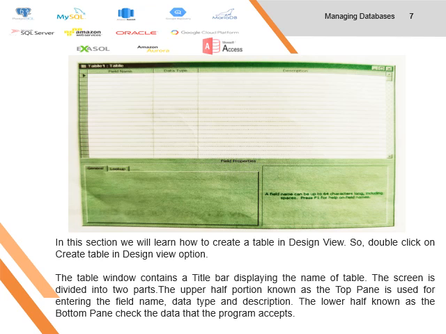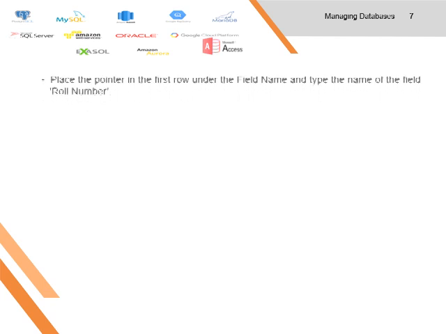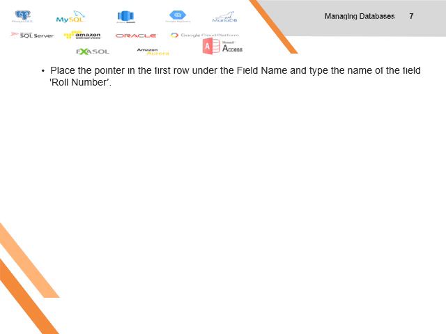The lower half, known as the bottom pane, checks the data and the program accepts. Place the pointer in the first row under the field name and type the name of the field roll number.